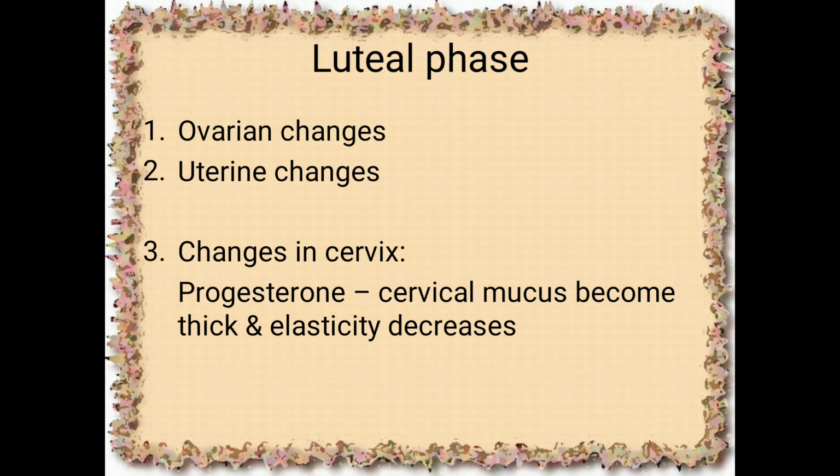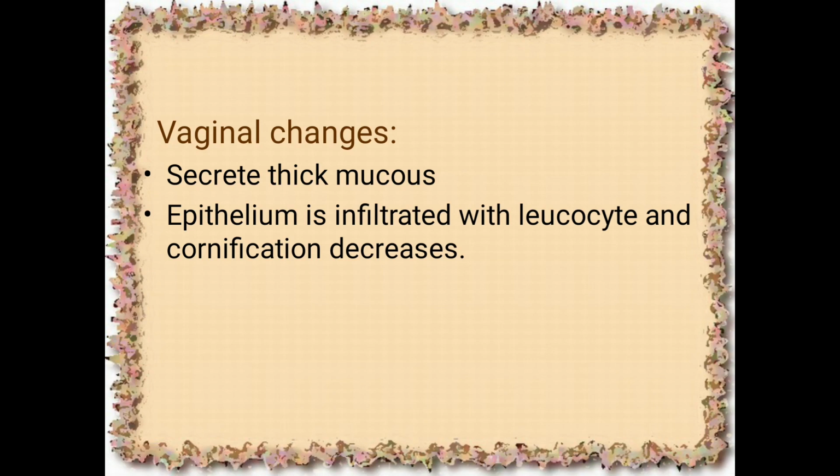So cervical mucus becomes thick and the elasticity decreases. And vaginal changes: the secretion becomes thick, the epithelium is infiltrated with leukocytes, and the cornification decreases in the luteal phase. So why is it called the luteal phase? Because the corpus luteum is formed there, because of that it is called the luteal phase.